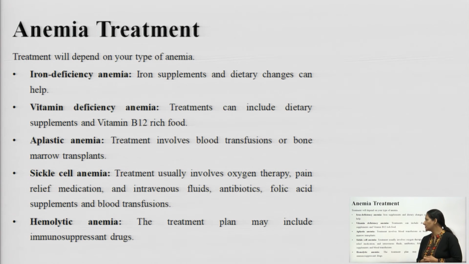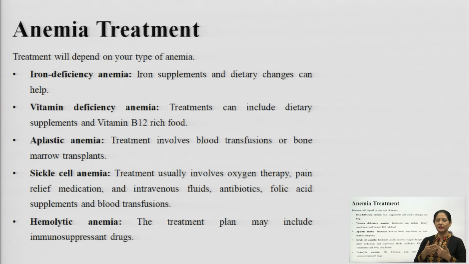So vitamin deficiency anemia can be treated with the help of dietary supplements like vitamin B12 rich food. And the third one is aplastic anemia, which occurs due to the destruction of the red bone marrow. So blood transfusion or bone marrow transplantation is the method of choice या treatment of choice for that type of condition, because in that type the RBC are improperly synthesized because there is destruction in the cells of red bone marrow, especially stem cell.